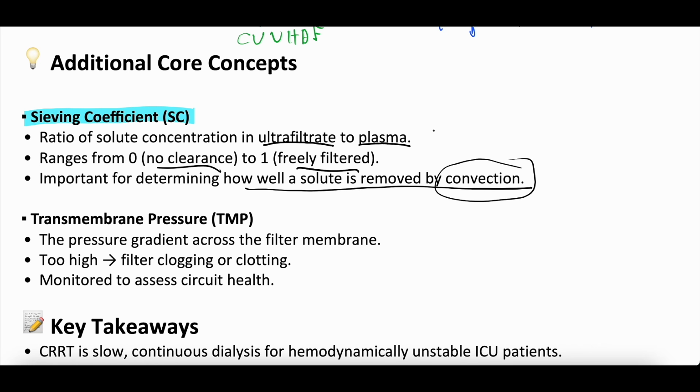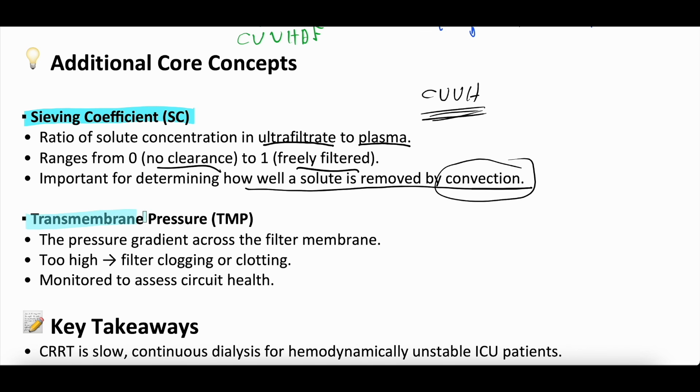And the reason this is important is because it helps you understand which modality of CRRT is going to be best for the patient. If you're trying to remove a certain molecule and it does not have any clearance with convection, then you won't want to use CVVH. You won't use continuous veno-venous hemofiltration, because hemofiltration uses convection, and the molecule you're trying to remove is not removed through convection because its sieving coefficient is 0. Okay, so we just wanted to point that out. Every solute has a different sieving coefficient.